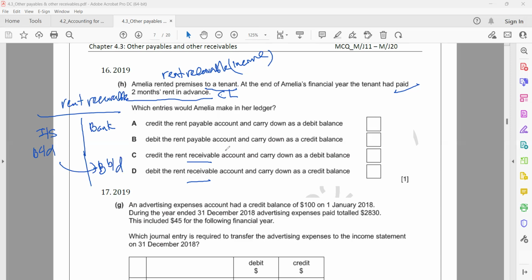This question saying how he going to record this one. Here record and then transfer to here. Debit rent receivable account, this amount, and bring to here as a credit balance. This is called credit balance. So the answer is D. Okay. The question is actually asking about balance CD, balance BD. Okay, let's continue.